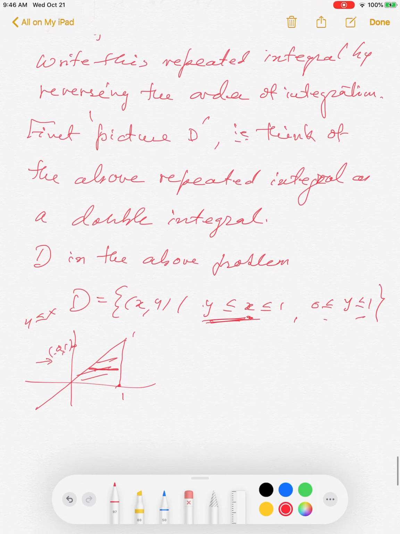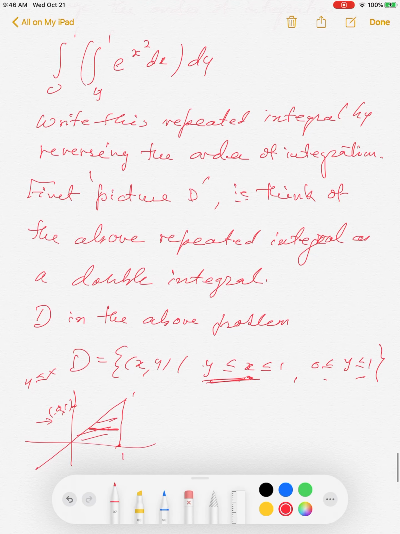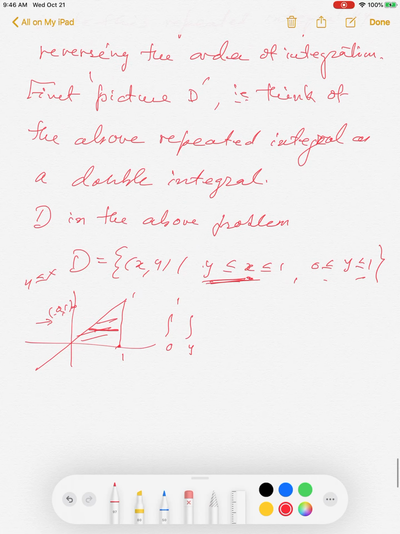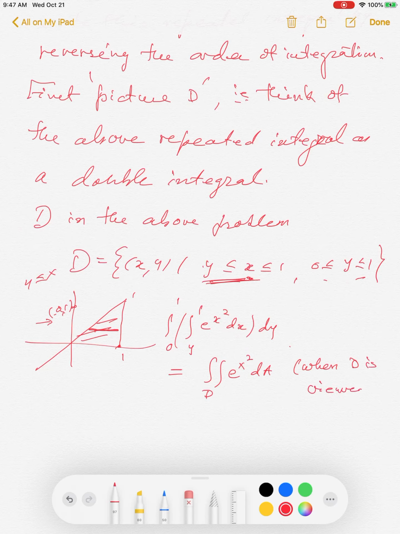So you see that the above integral is viewed. So when you view this double integral, let me write it this way. So the integral which was given is integral 0 to 1, y to 1, e to the x squared dx dy. This is equal to the double integral on D of the function e to the x squared dA when viewed as type 2. When D is viewed as type 2 region.